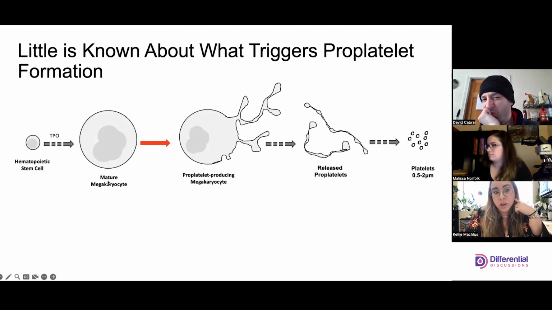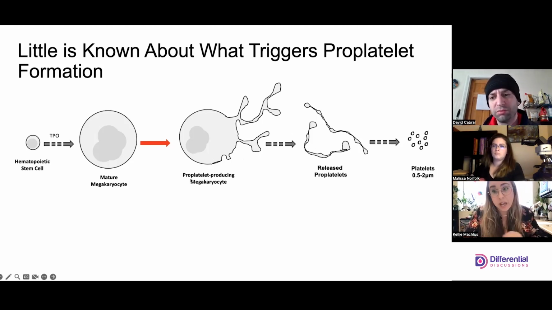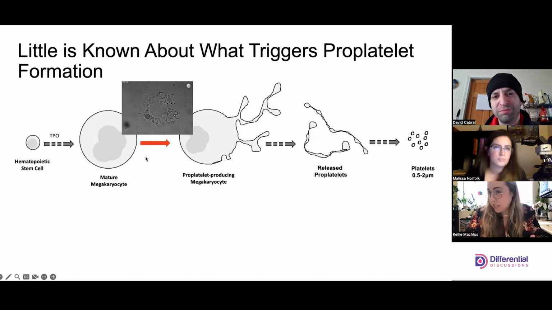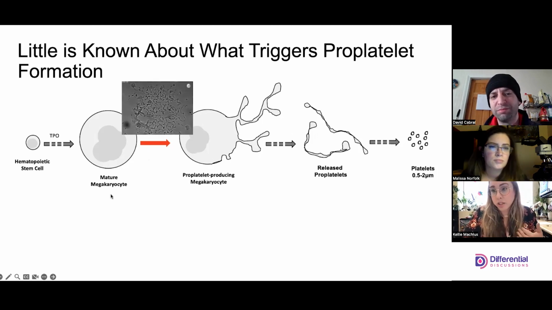So on the other hand, I spent most of today telling you about this, which we've done a good job working out. We know how proplatelets are released, all these cytoskeletal mechanisms. The thing that we really have no idea about still is this. It seems to happen spontaneously, both in culture and in vivo, but we actually have no idea what triggers this process.